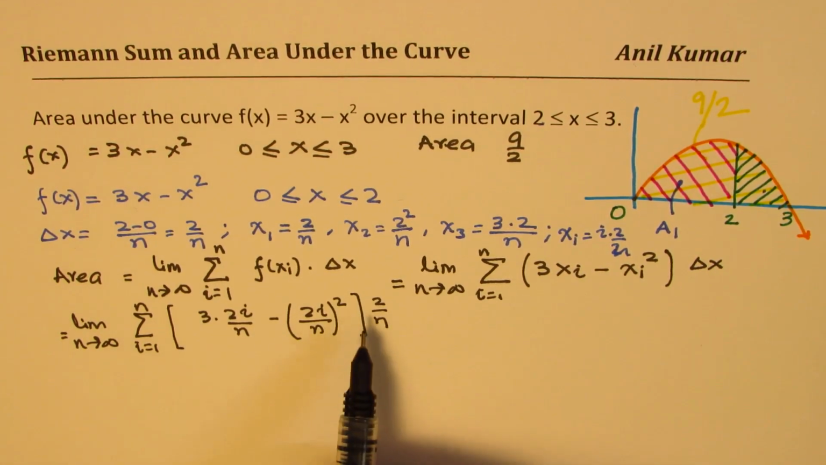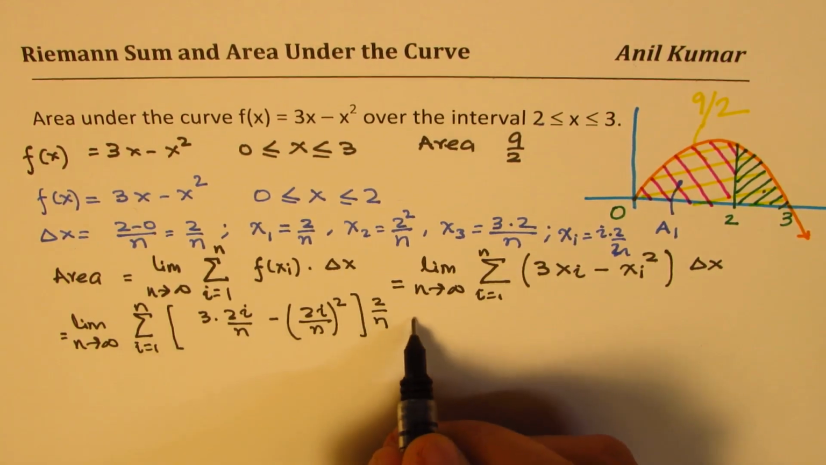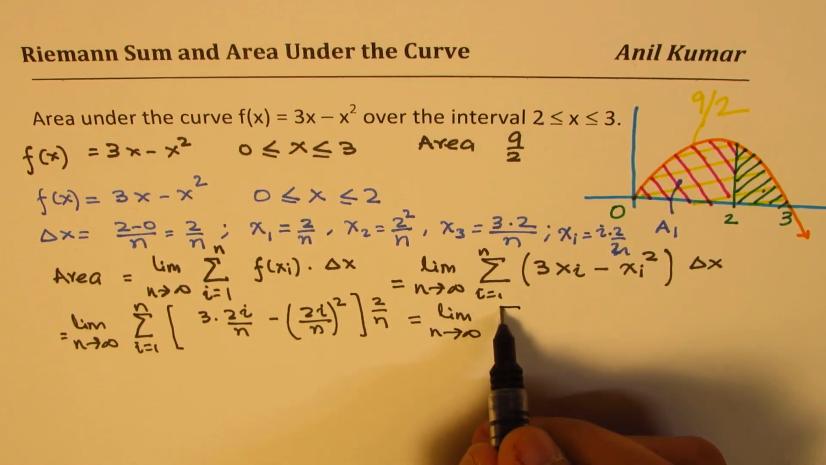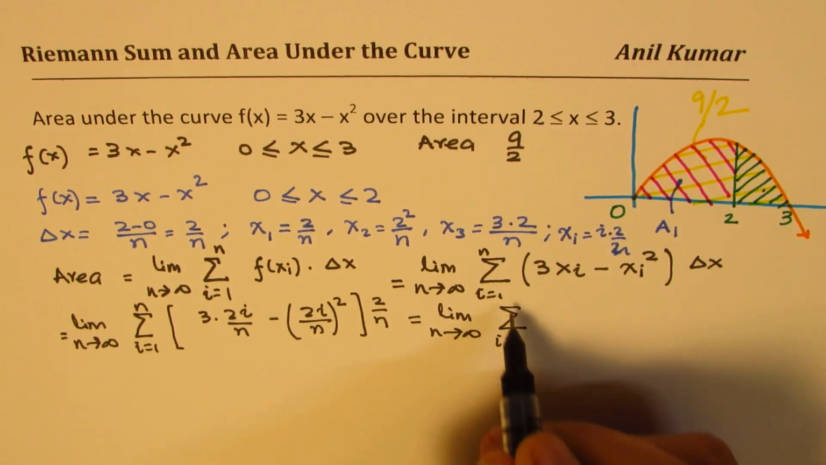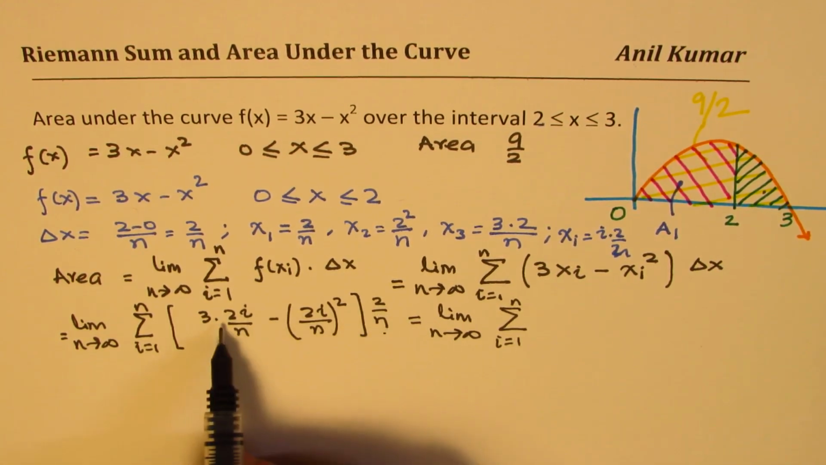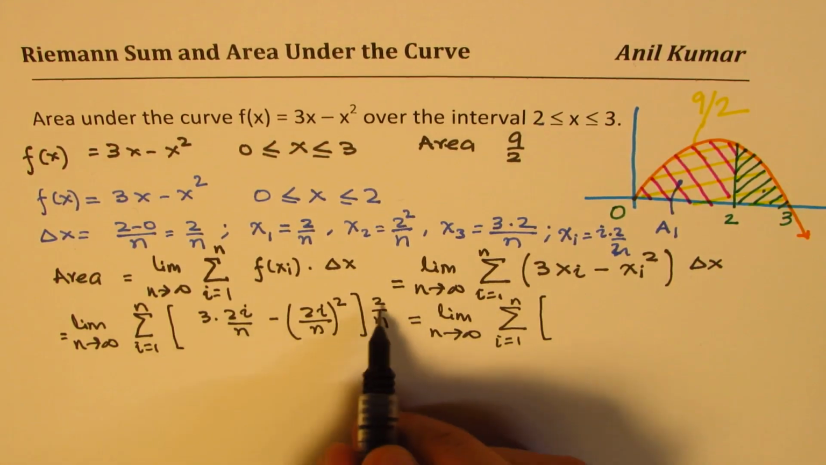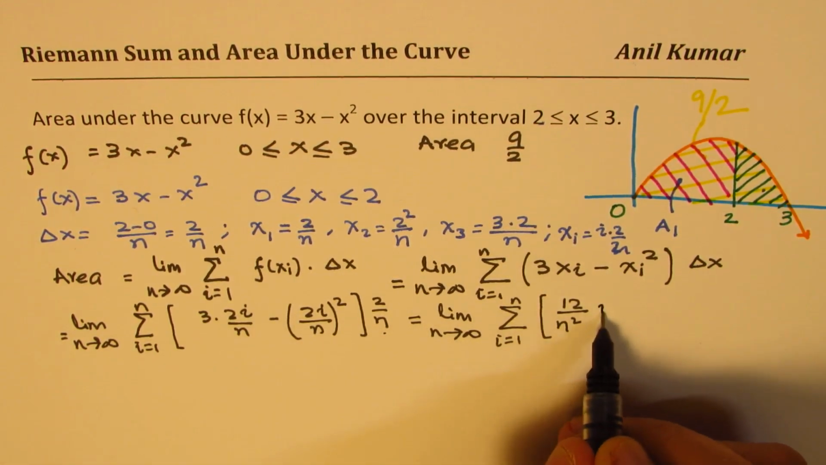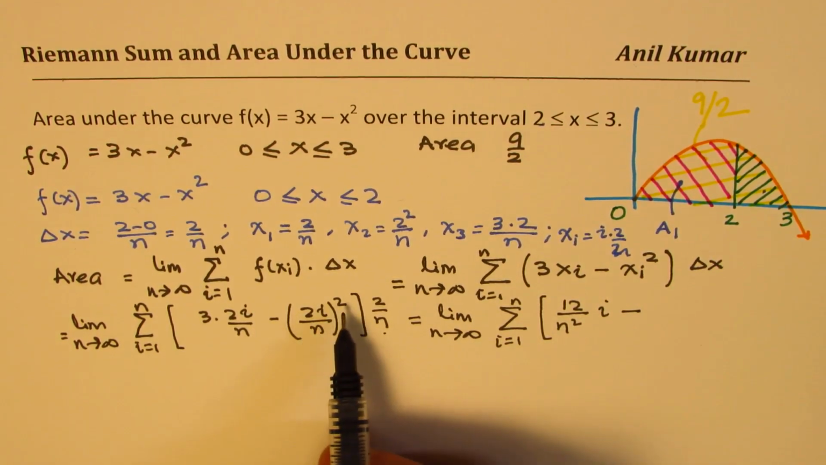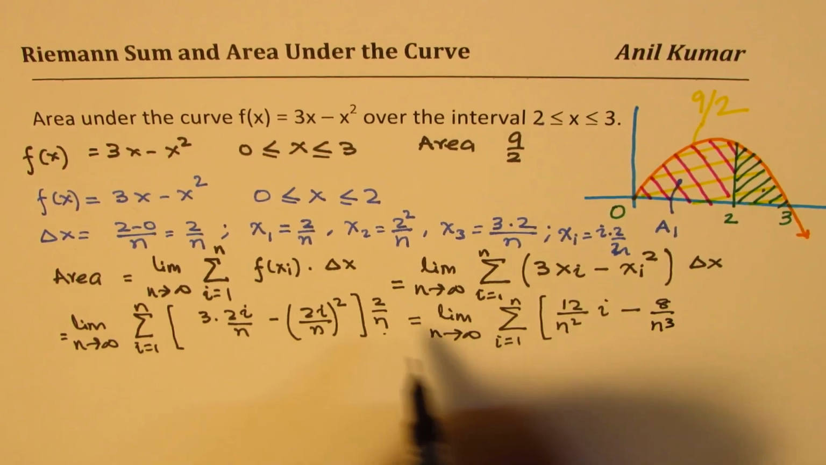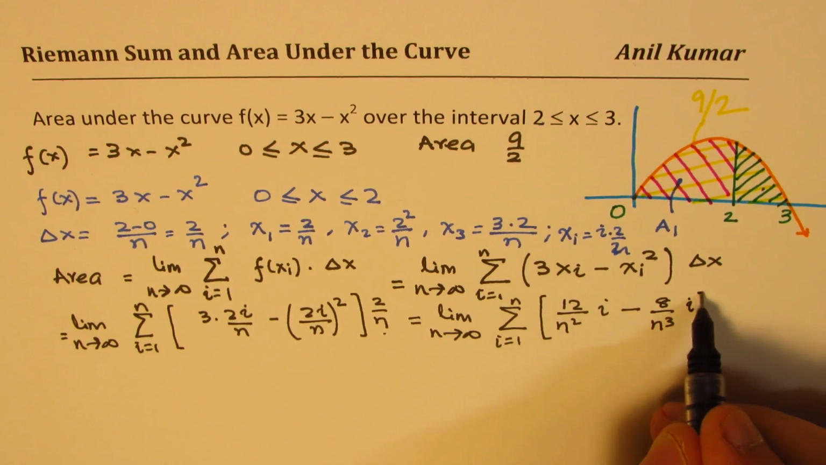Correct? Now, let's take it inside, and then what do we get? We get limit n approaches infinity, sum of i's from 1 to n. So when you multiply here, you get 2 times 2, 4, 4 times 3, 12, right? So we're multiplying 2 over n with all this. So we get 12 over n square times i, minus. Here it is 2 square is 4, 4 times 2 is 8 over n cube times i square, correct?